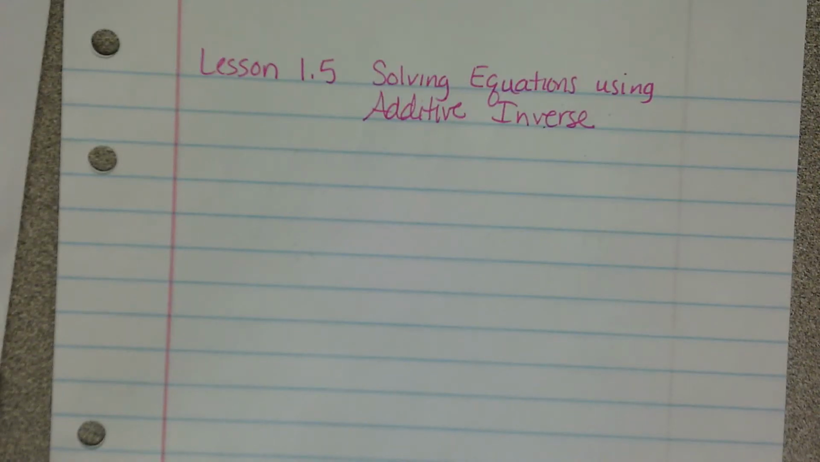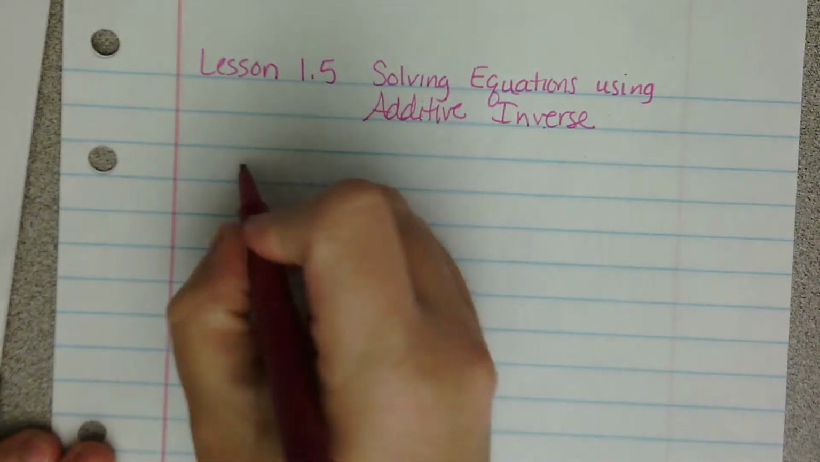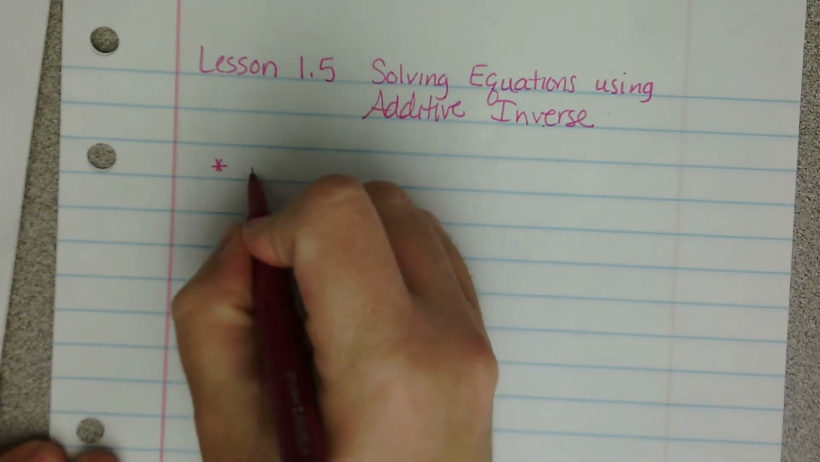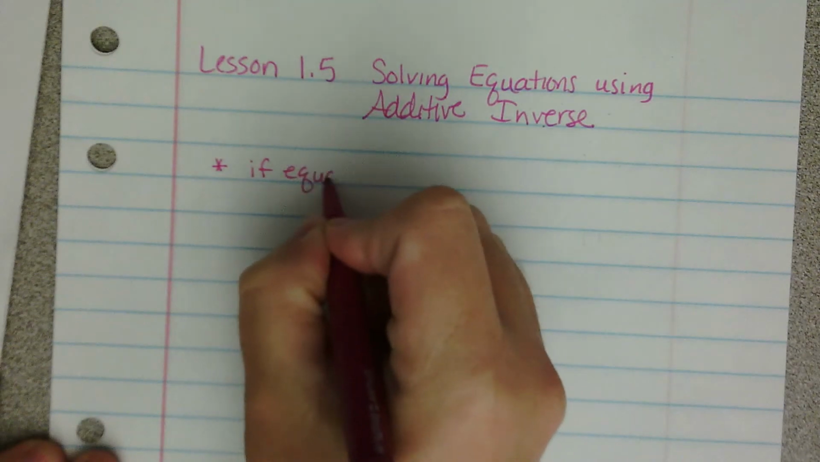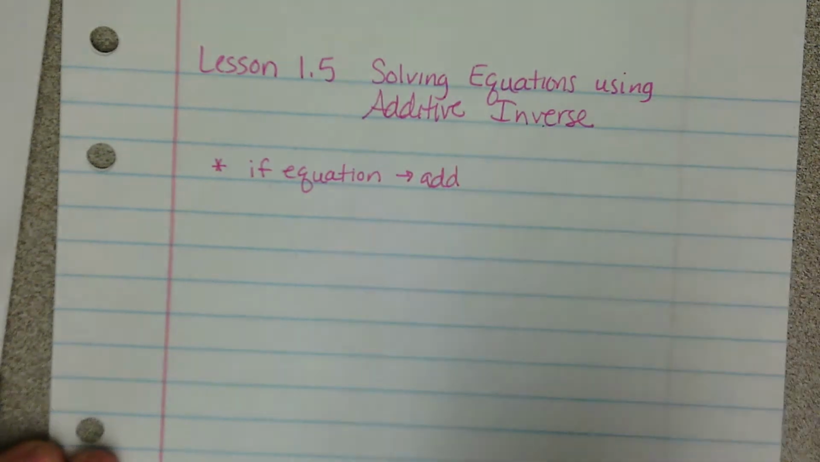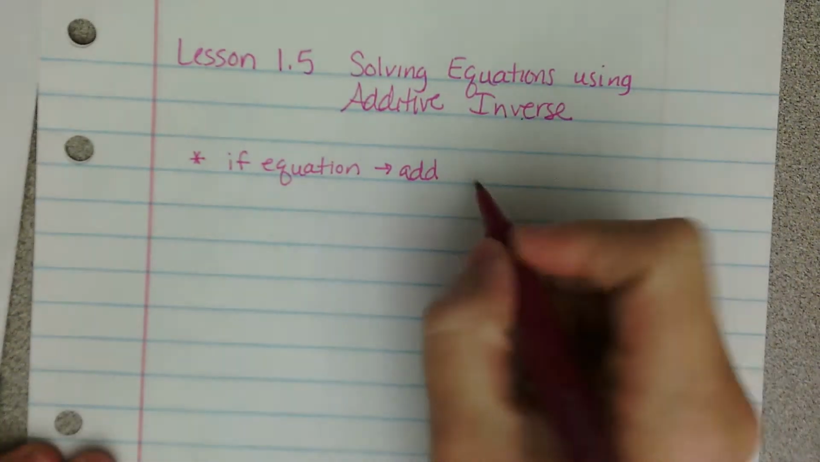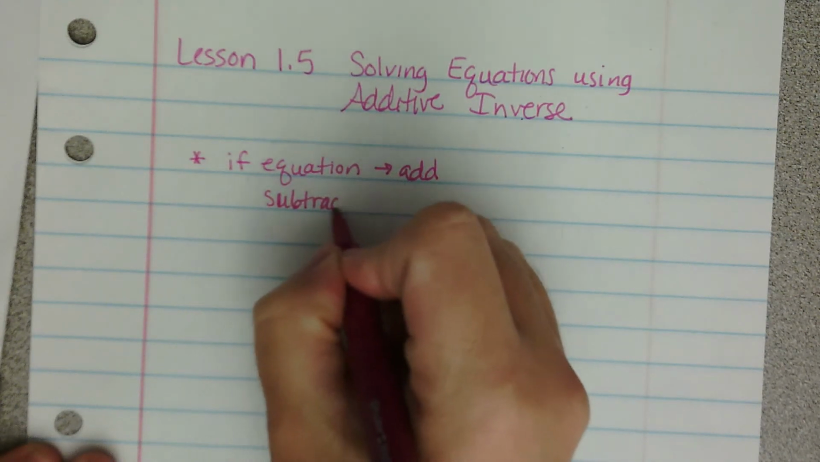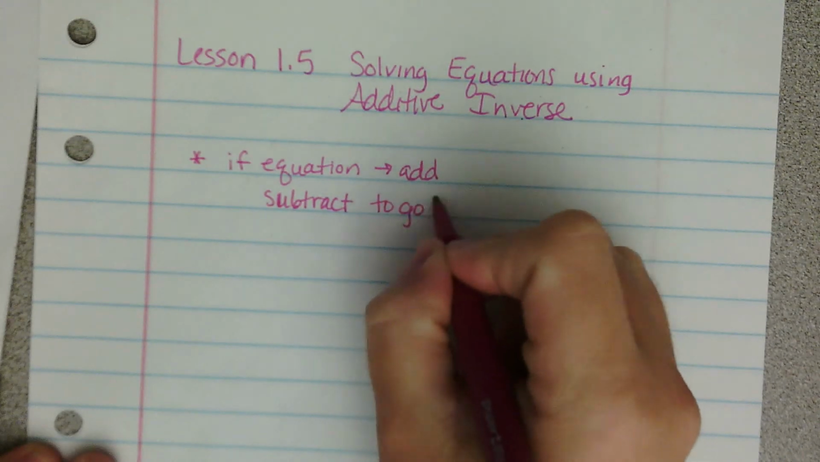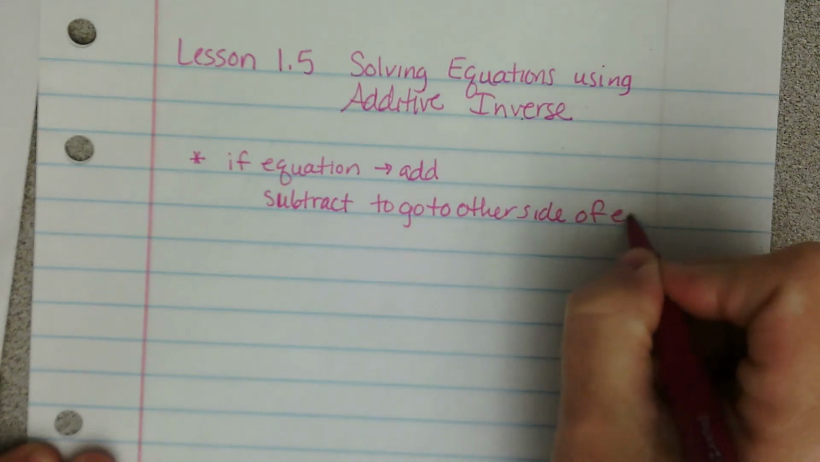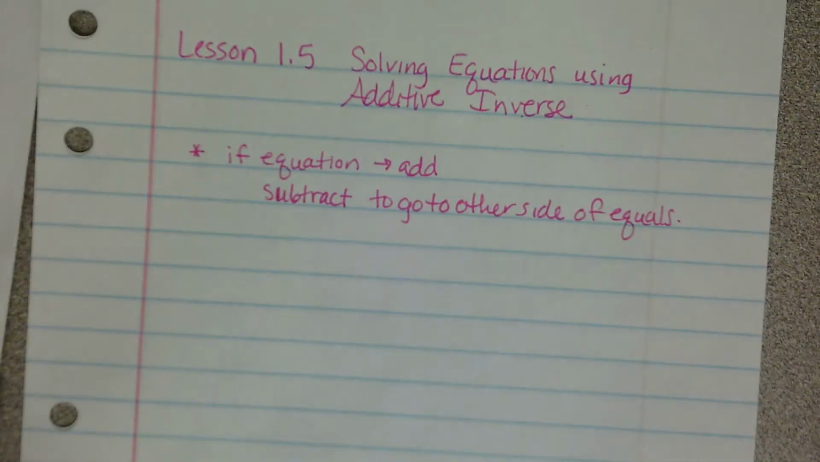So we're going to start by reviewing how to solve equations using additive inverse. Additive inverse just means to do the opposite operation when you go across the equal sign. So if your equation has a problem in it where they tell you to add, then your additive inverse would be that you would need to subtract to get it to the other side of equals. Don't forget that you have to do that for both sides.